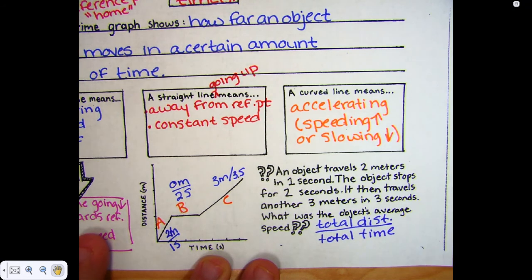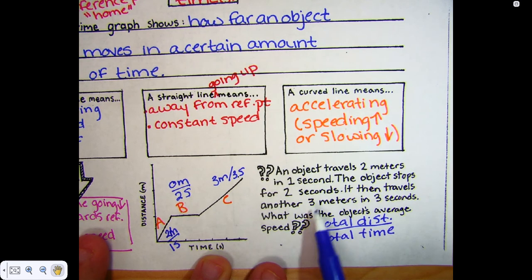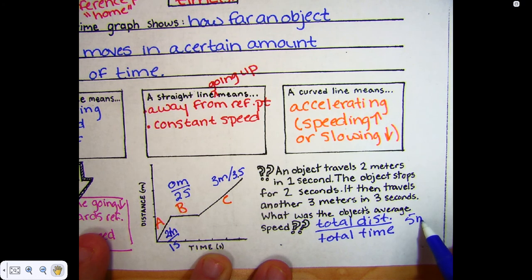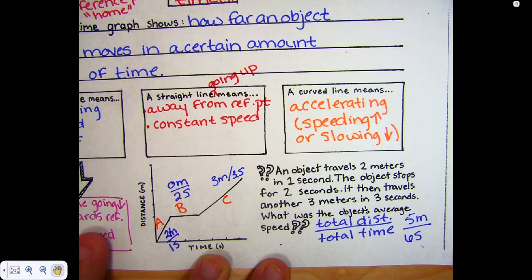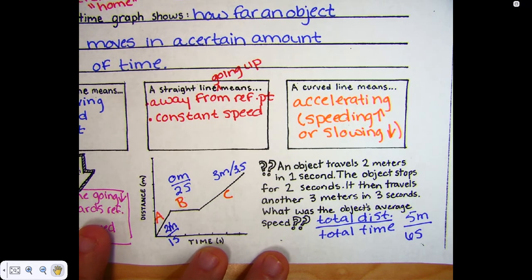So how far did this go? Well, it went a total of 5 meters. How long did it take it to do that? It took 6 seconds if you add all the time. And then you solve and get your answer. And your answer should be 0.8 meters per second.